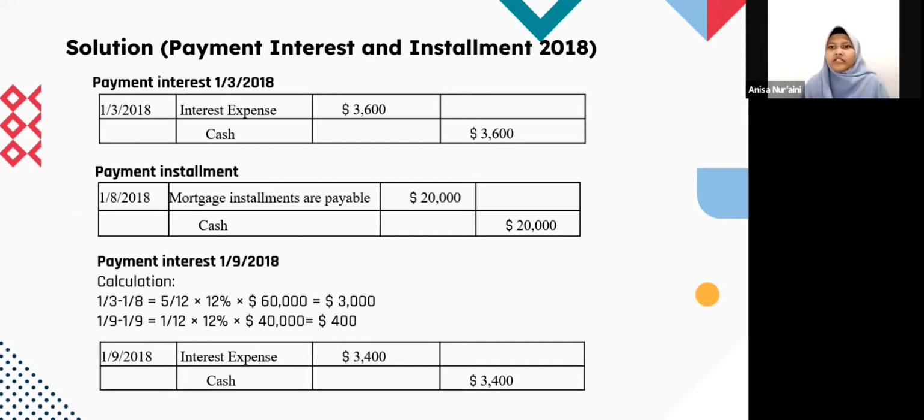This is the journal of interest payment and installment in 2018. The journal of interest payment includes interest expense in debit and cash in credit for 3,600. The journal of installment payment, mortgage installment payable on debit and cash on credit for 20,000. And the journal of interest payment on the 1st of September is interest expense on debit and cash on credit for $3,400. Next.